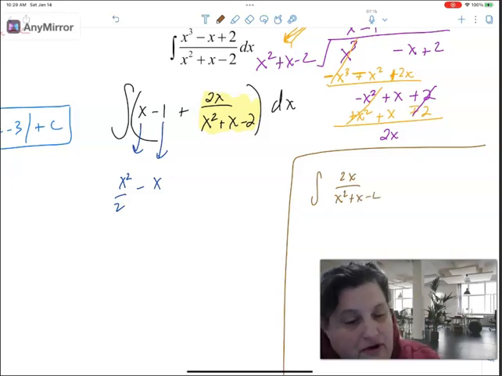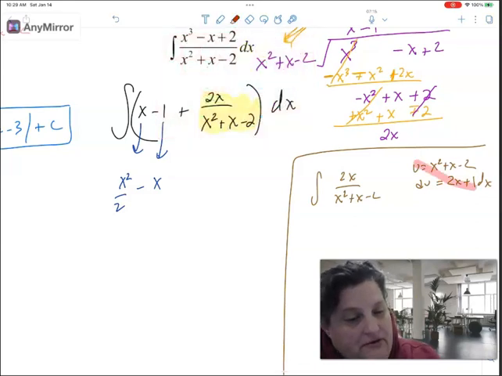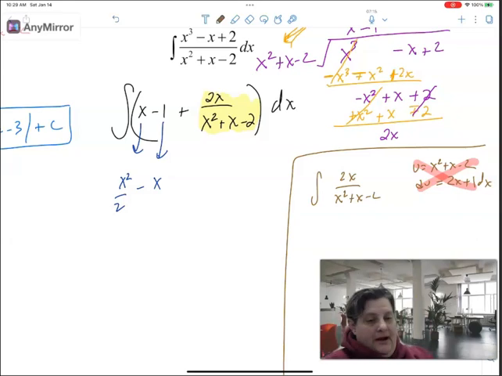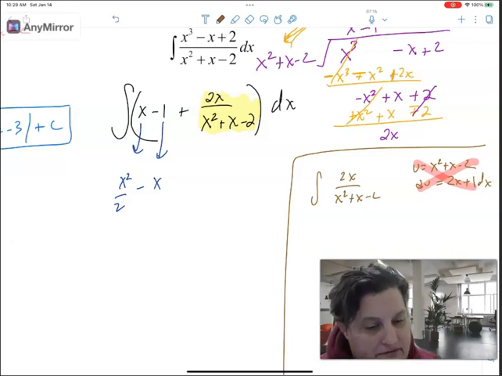So first, maybe I would try u-substitution. If u is x squared plus x minus 2, du is 2x plus 1 dx. But that doesn't work because of the plus 1. So I'm like, all right, u-sub does not work. What else? Long division. I can't do long division when the bottom's bigger than the top. The top has to be bigger than or equal to the bottom to do long division.